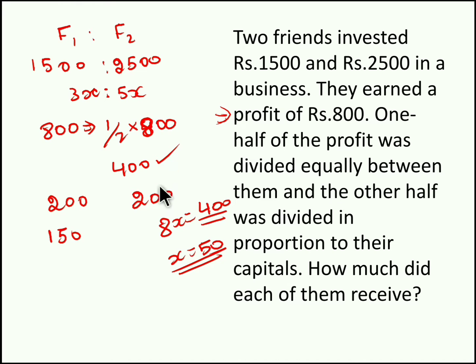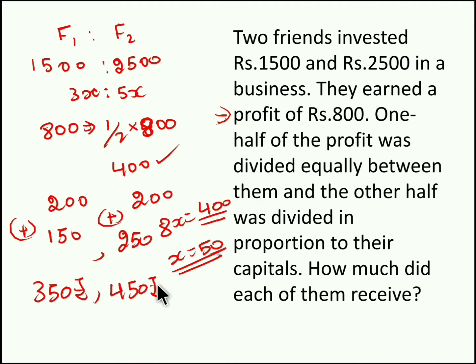And friend 2 invested 5 parts. So 5 into 50, 250 rupees. So 200 plus 150, 200 plus 250. So 200 plus 150, 350 rupees for friend 1, 200 plus 250, 450 rupees for friend 2. So this becomes our answer. Hope you understood the concept, right? So this is a simple question based on partnership. Moving to our fifth question now.